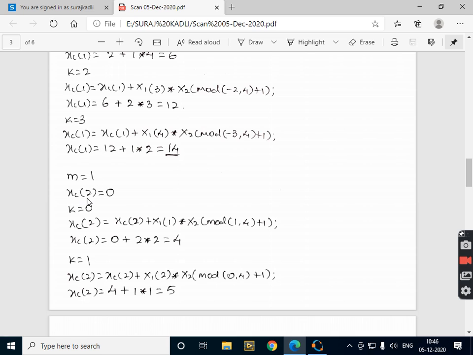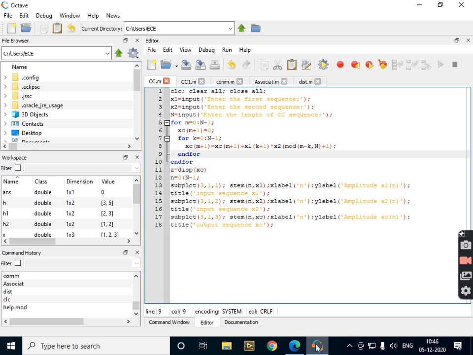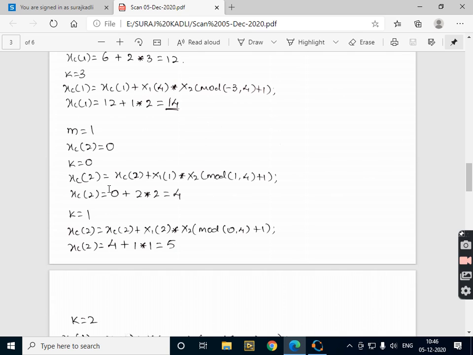So for m equals to 1, xc of m plus 1. M is 1 this time. So 1 plus 1 will be 2. This will be the second circular convolution point, and all the other iterations of k will start from 0 again. So for k equals to 0, xc of 2 equals to xc of 2 plus x1 of 1 multiplied by x2 of mod of 1 comma 4 plus 1. Mod of 1 comma 4's result will be 1. 1 plus 1 will be 2. X2 of 2 will be 2, and x1 of 1 is 2. 2 into 2, 4, and xc of 2 is initialized to 0, so 4 will be stored in xc of 2, and this continues for m equals to 1.